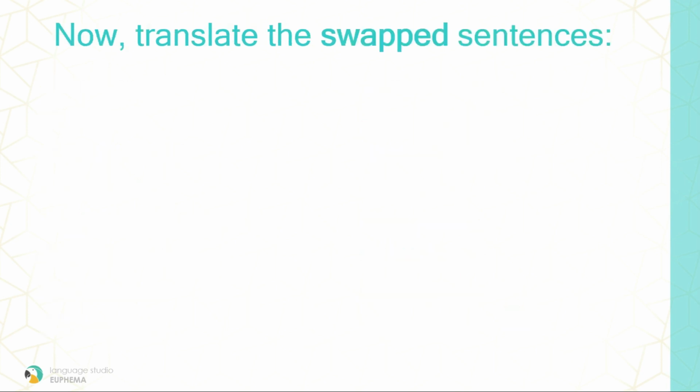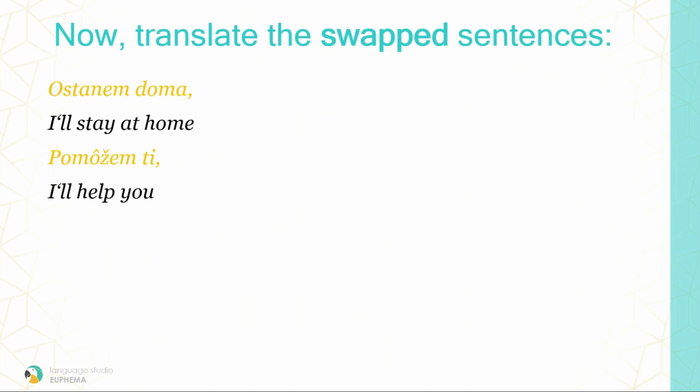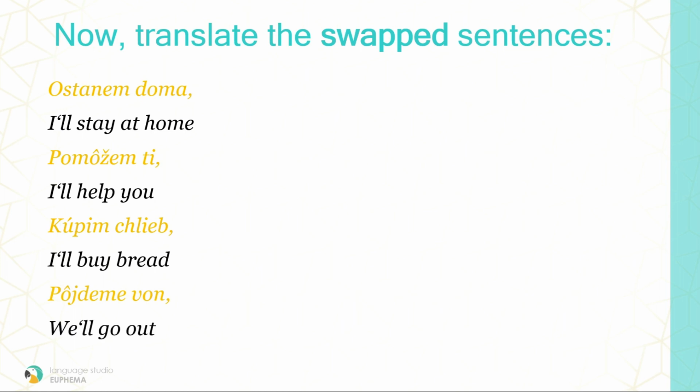Okay, now let's translate the swapped sentences. So this time you'll translate again, but we'll start with main clauses and then we'll continue translating if clauses. I'll stay at home. I'll help you. Good. I'll buy bread. We'll go out. Very well.